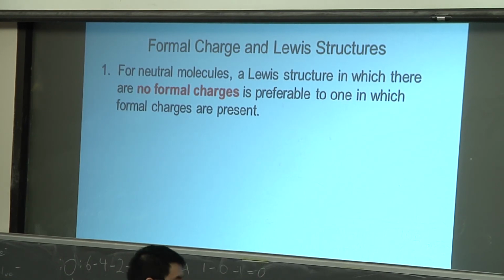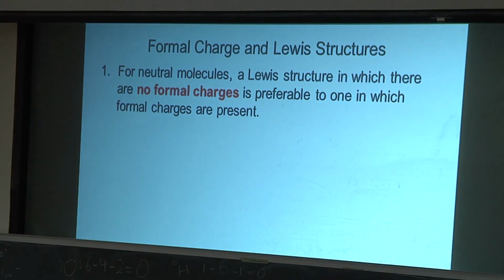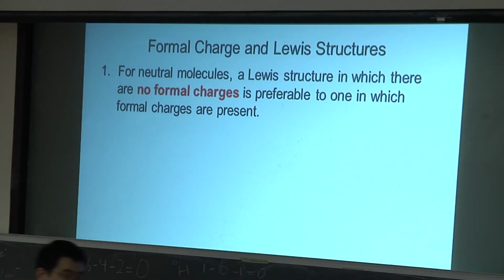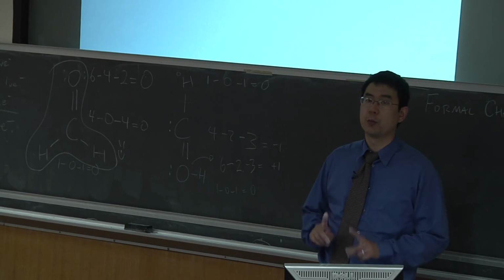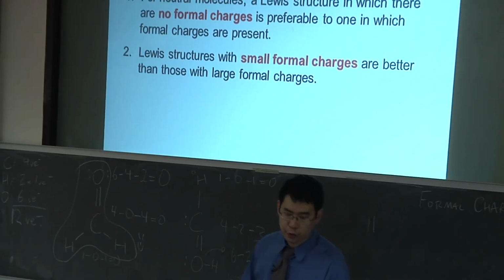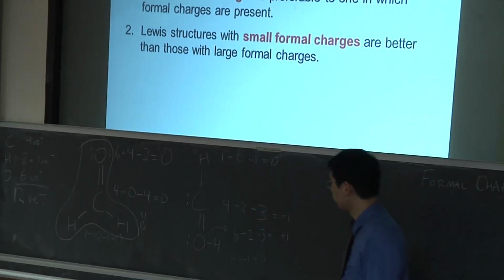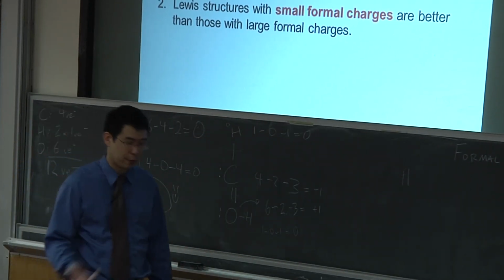So for neutral molecules, a Lewis structure in which there are no formal charges is preferable to one where formal charges are present. So this one has no formal charges. They're all 0. And so that one's preferable to the one in which formal charges are present. Sometimes you won't be able to draw a structure where the formal charges are all 0. If that's the case, Lewis structures with small formal charges are better than those with large formal charges. So plus 1 and minus 1 is better than plus 2 and minus 2. It's better than plus 3 and minus 3.